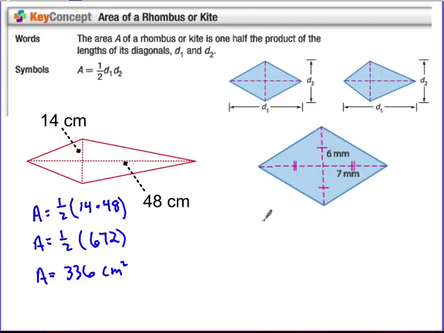And then for this rhombus, area is 1/2. And here we don't have the length of the entire diagonal. We just have from here to here is 7 millimeters. So the whole diagonal would be 14. And then from here to here is 6, so the entire diagonal would be 12. So 1/2 times 14 times 12. And the answer that we'll get here is 84 millimeters squared when you multiply that all out.